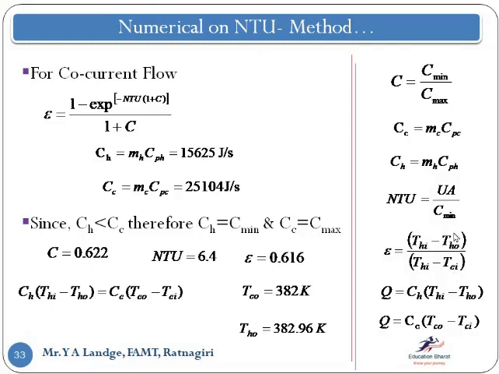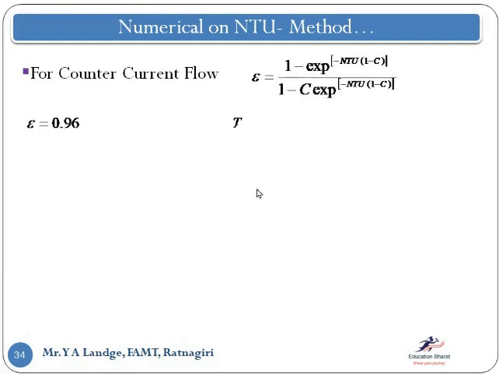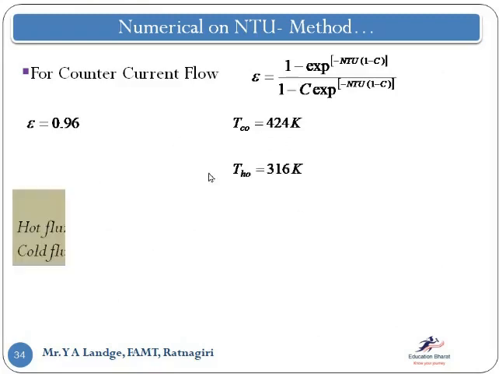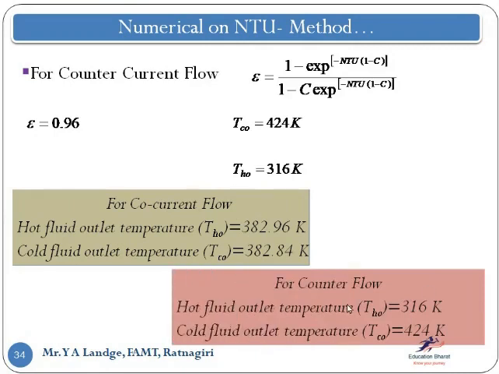And then once we find the value of THO, again equating with this formula and just putting in the values, you will get TCO. It means only one calculation needs to be done here, to find the effectiveness, and then the remaining steps are as they were. So we get a value of TCO and we get the value of THO. With the help of the previous formula, if you compare, for a co-current flow we have this data, and for the counter current we have this one.